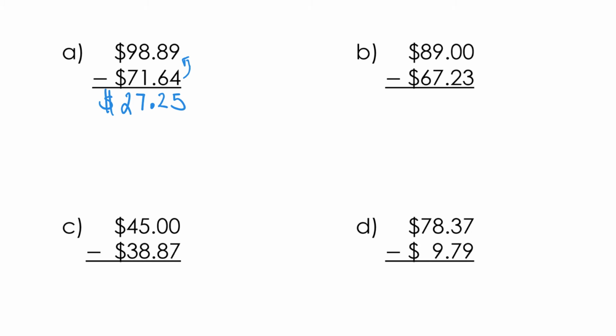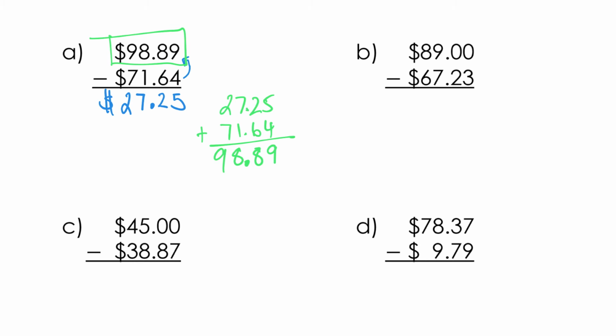Okay. The trick that I talked about in the last video is take your answer, $27.25, add it to the number right above it, 71.64, should give you this answer right here, 98.89. There you go. So that's one way to do it, especially if you don't have a calculator. Okay, please do that. Just take the extra 30 seconds and do it.